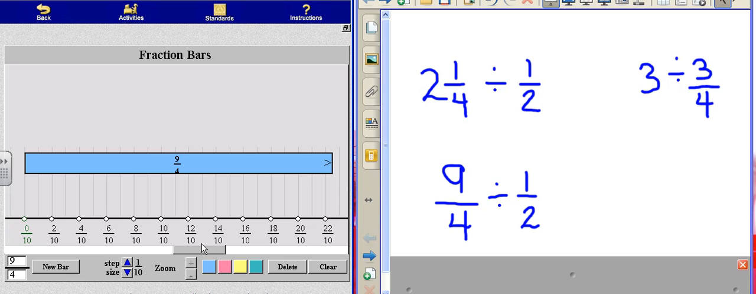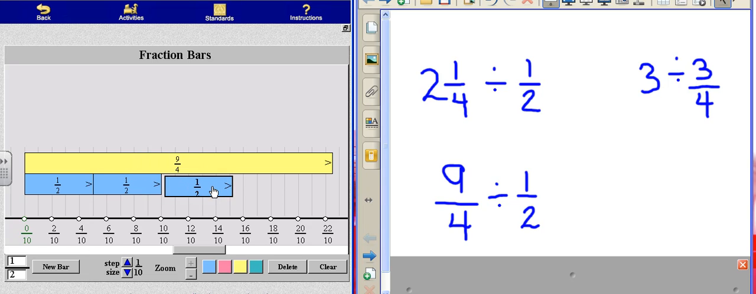Okay, next we need bars that are 1/2, all 1/2 bars. So I'm going to go ahead and change the color of this one to yellow, and then I'm going to get our 1/2 bars and see how many of those we are going to need. There we have 1, 2 of those needed, 3, 4.